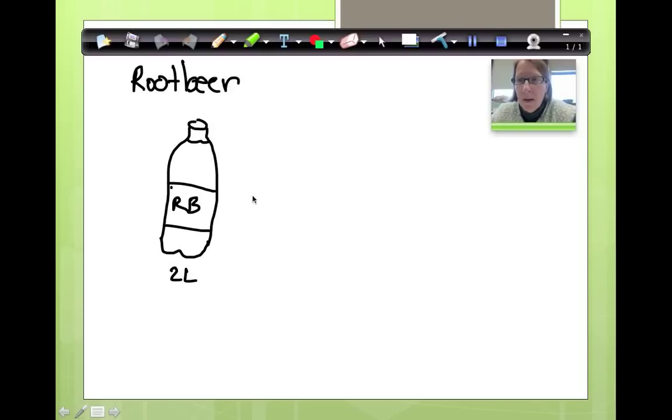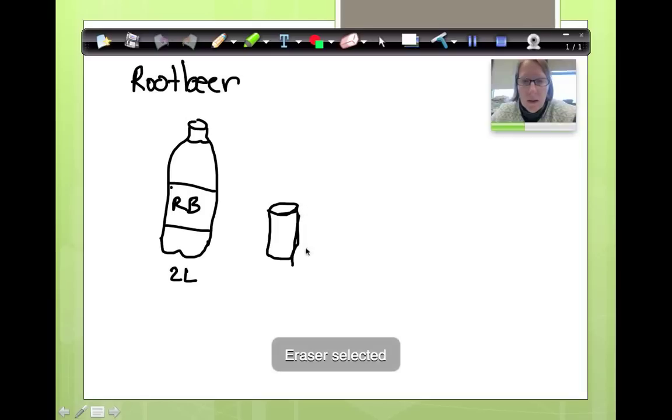Another way that I can purchase root beer is to buy a can of root beer. And when I buy it, it's going crazy all over the place. Okay. Here's my little tab. Okay, and here's my label.